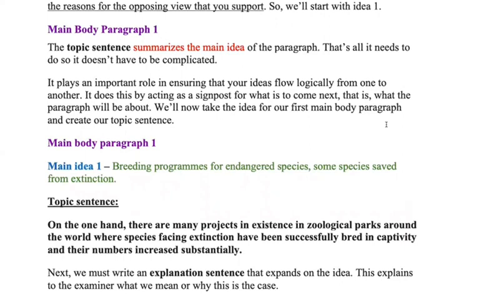So we have two ideas. We have the first one, breeding programs for endangered species, some species saved from extinction. Let's now bring them together. Our topic sentence, we need to start with, you could say, on the one hand, if you are talking about two views. So: on the one hand, there are many projects in existence in zoological parks around the world where species facing extinction have been successfully bred in captivity, and their numbers increased substantially.